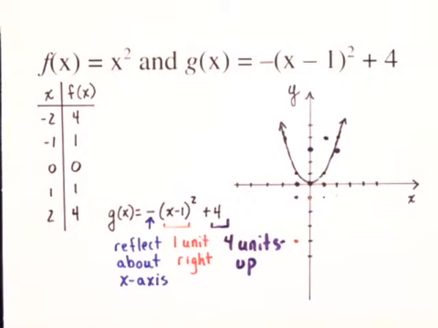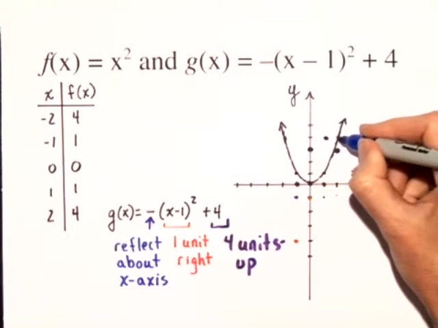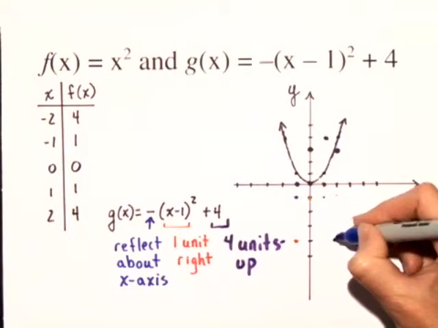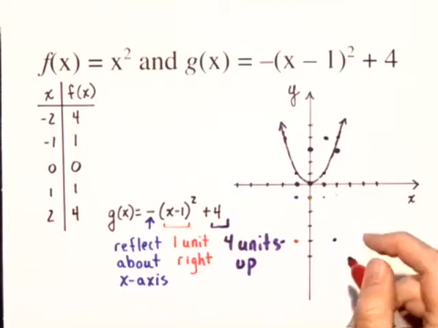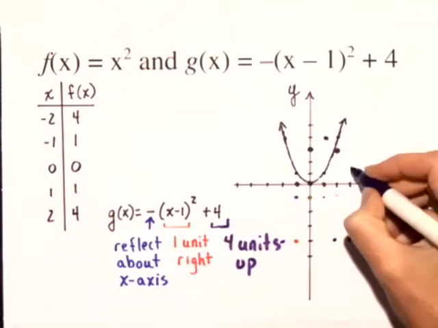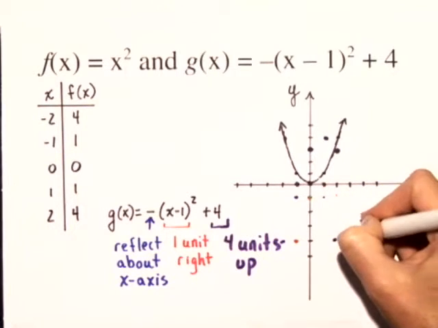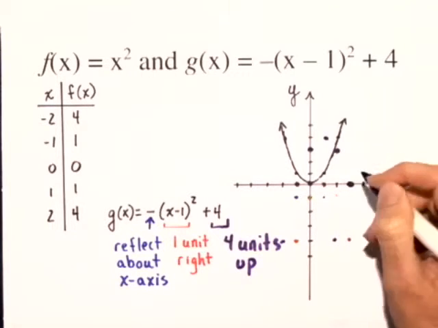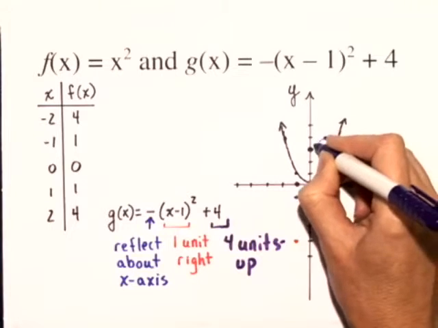And finally, the last point. We have this point 2, 4. Let's reflect it about the x-axis down here at 2, -4. 1 unit to the right, and then 3 units up. Sorry, 4 units up I meant. And we end up right here back on the x-axis. So now we have these 5 points.